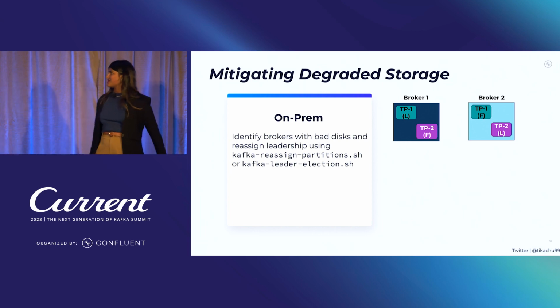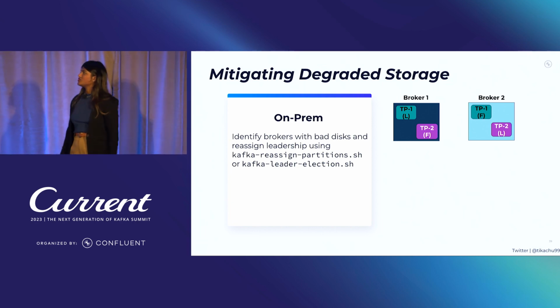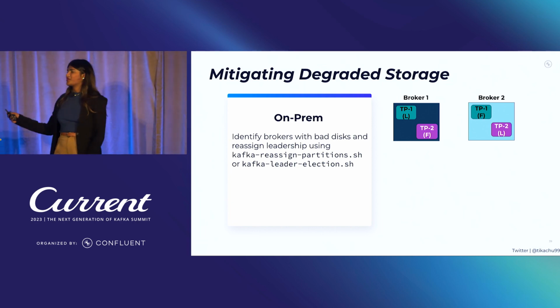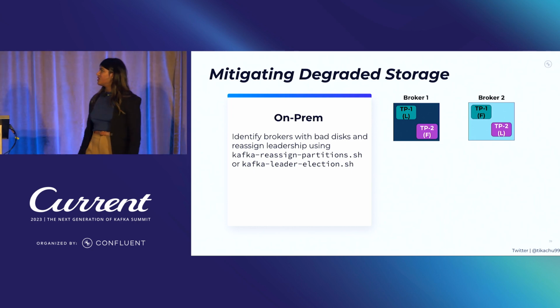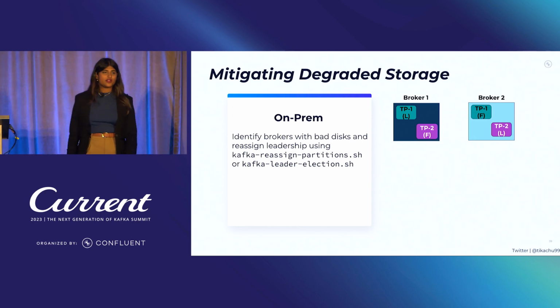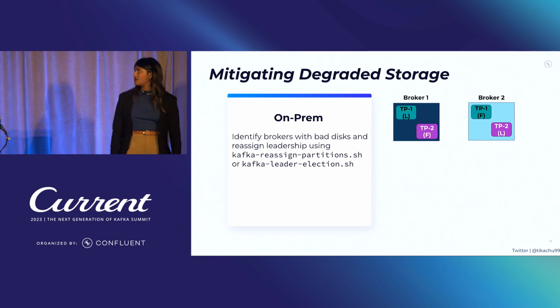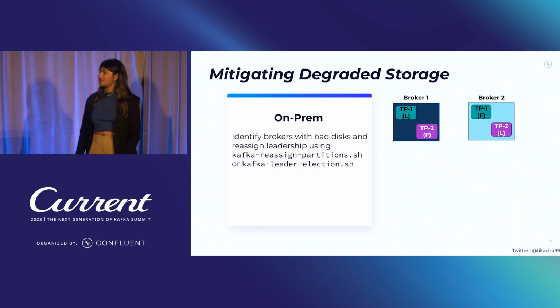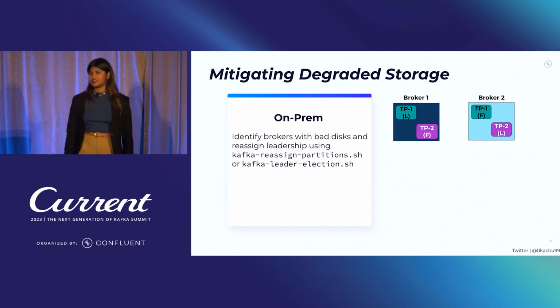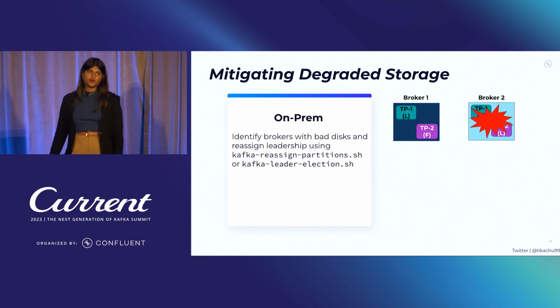Okay, so let's walk through an example of that. Say we have two different brokers. We have broker 1, which happens to be the leader for topic partition 1, and a follower for topic partition 2. And then we have broker 2, which is a follower for topic partition 1 and a leader for topic partition 2. Broker 2's disk goes boom.